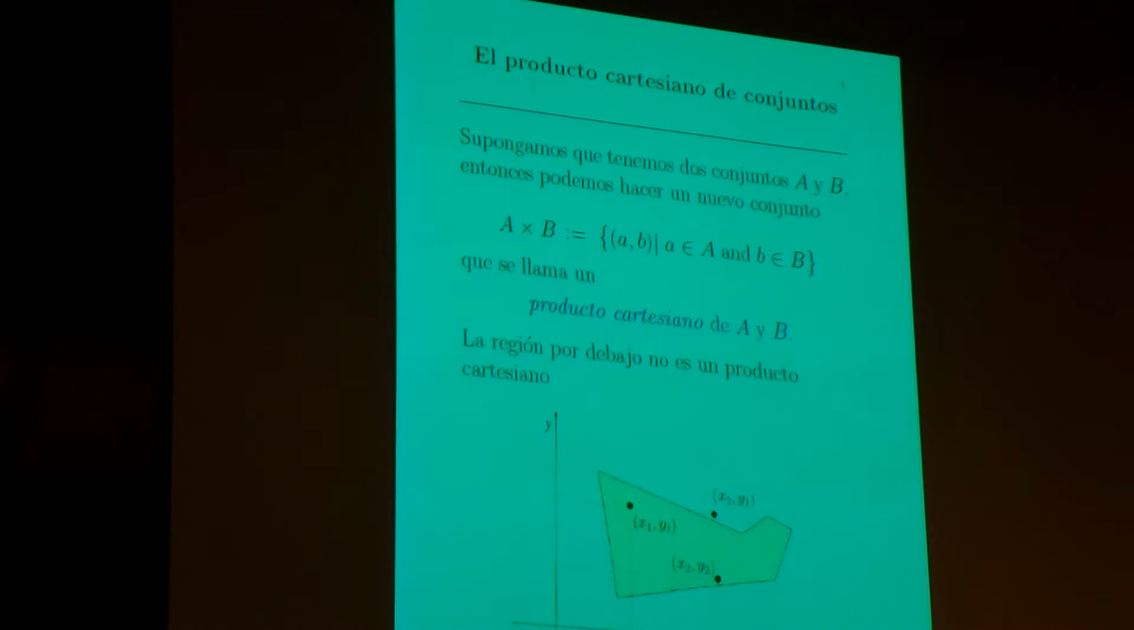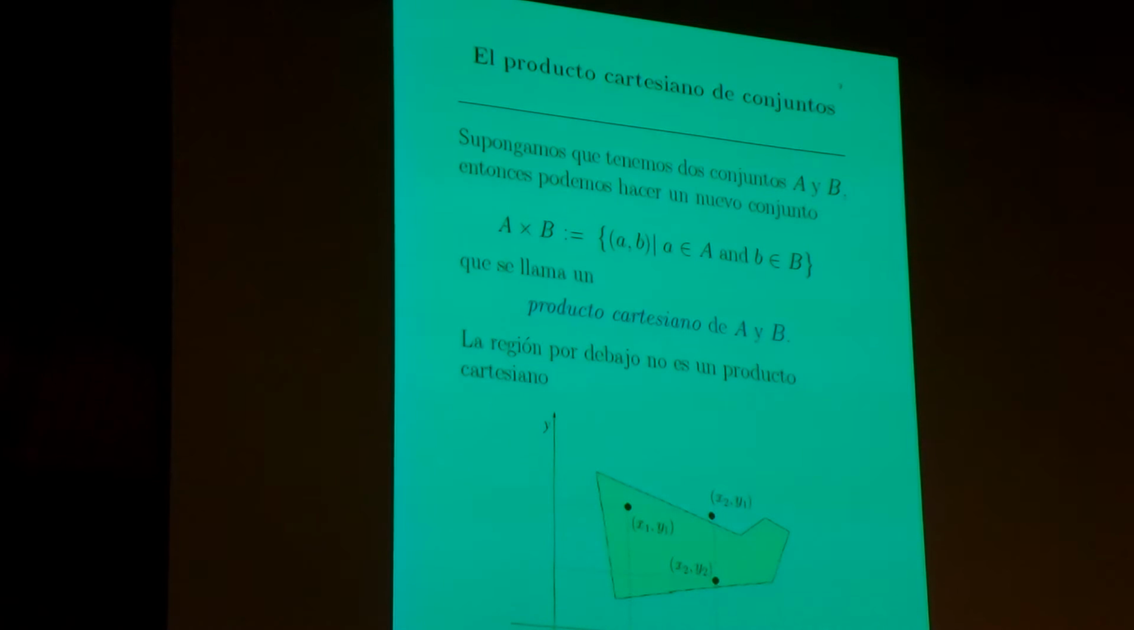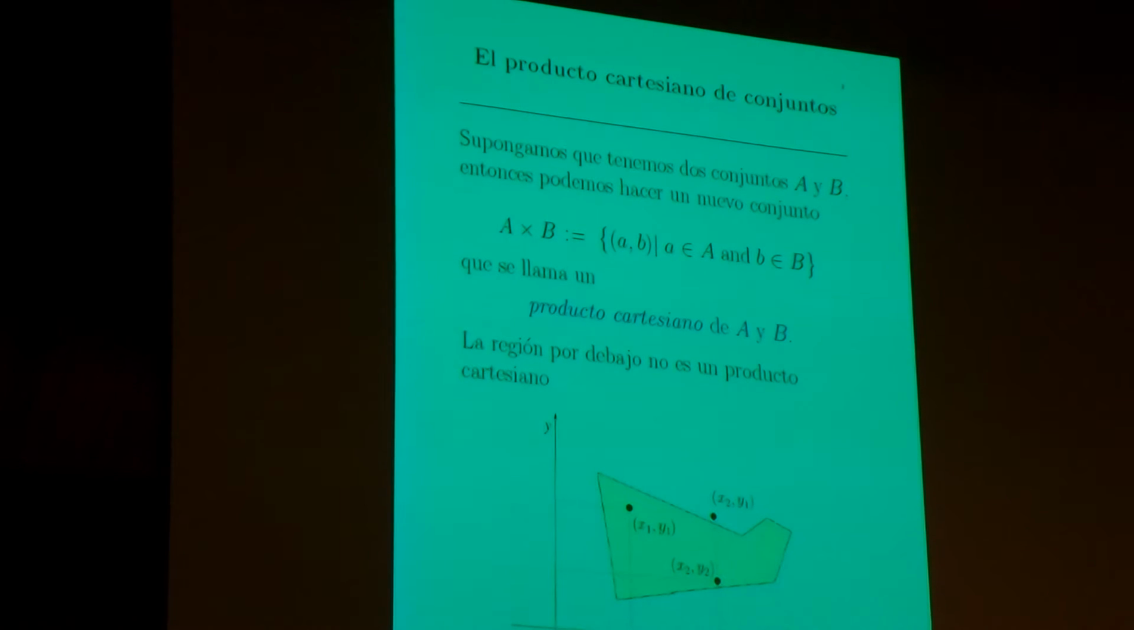But not every set is a Cartesian product. Here is a picture, and this set, which is colored, is not a Cartesian product, because if it is an A cross B, then because (x2, y2) is in the set, x2 will be in A. And similarly, y1 will be in B. So therefore, (x2, y1) will be in A cross B, and it is not. So not every set is a Cartesian product.